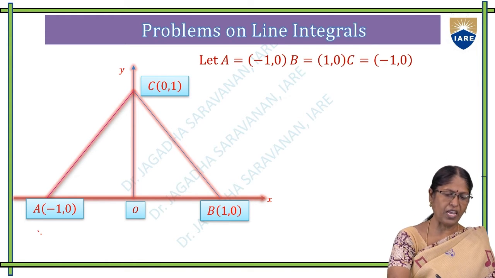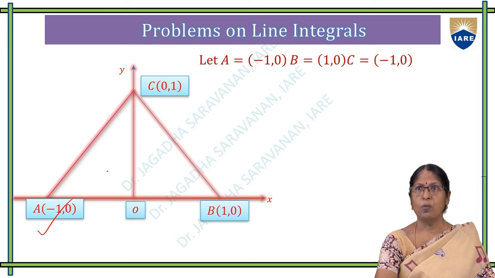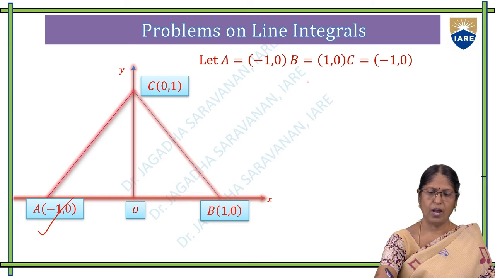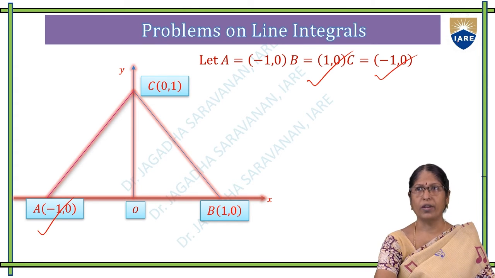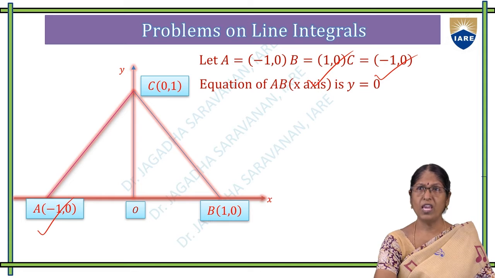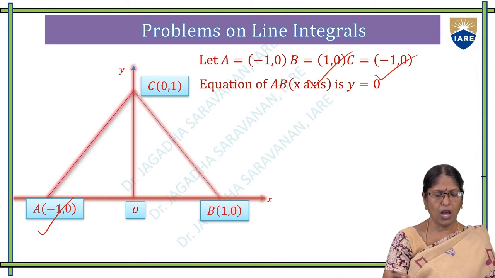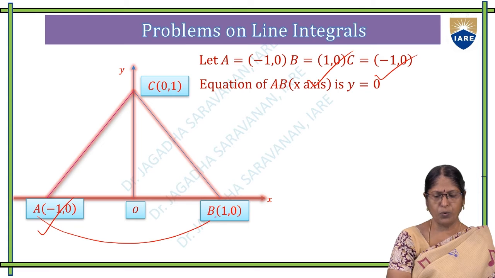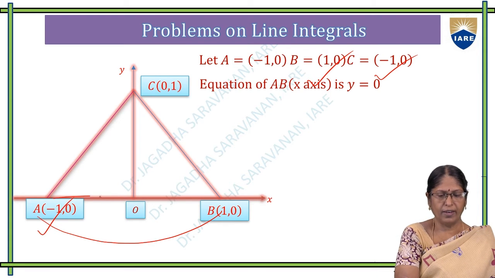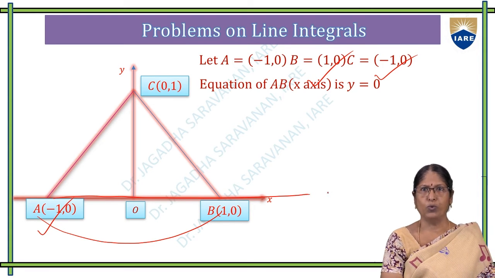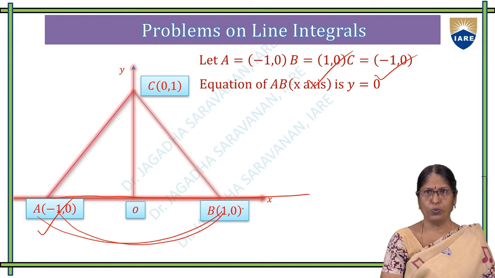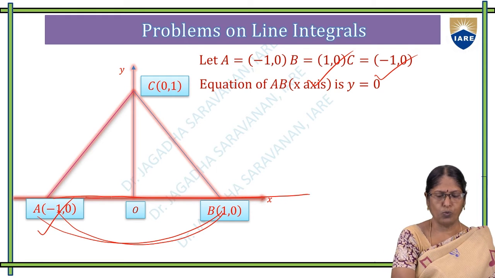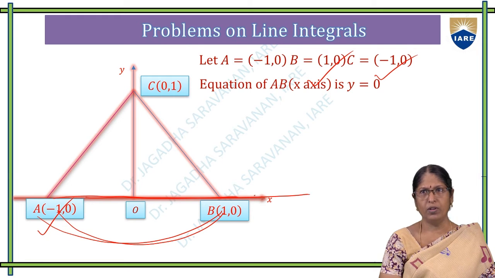Now our A, the coordinate is -1, 0. Our B is 1, 0. C is 0, 1. The equation of AB. Now we can see that from A to B, it moves in the x direction, that is -1 to 1 it moves. Then what about y? y equal to 0. That is what is written.